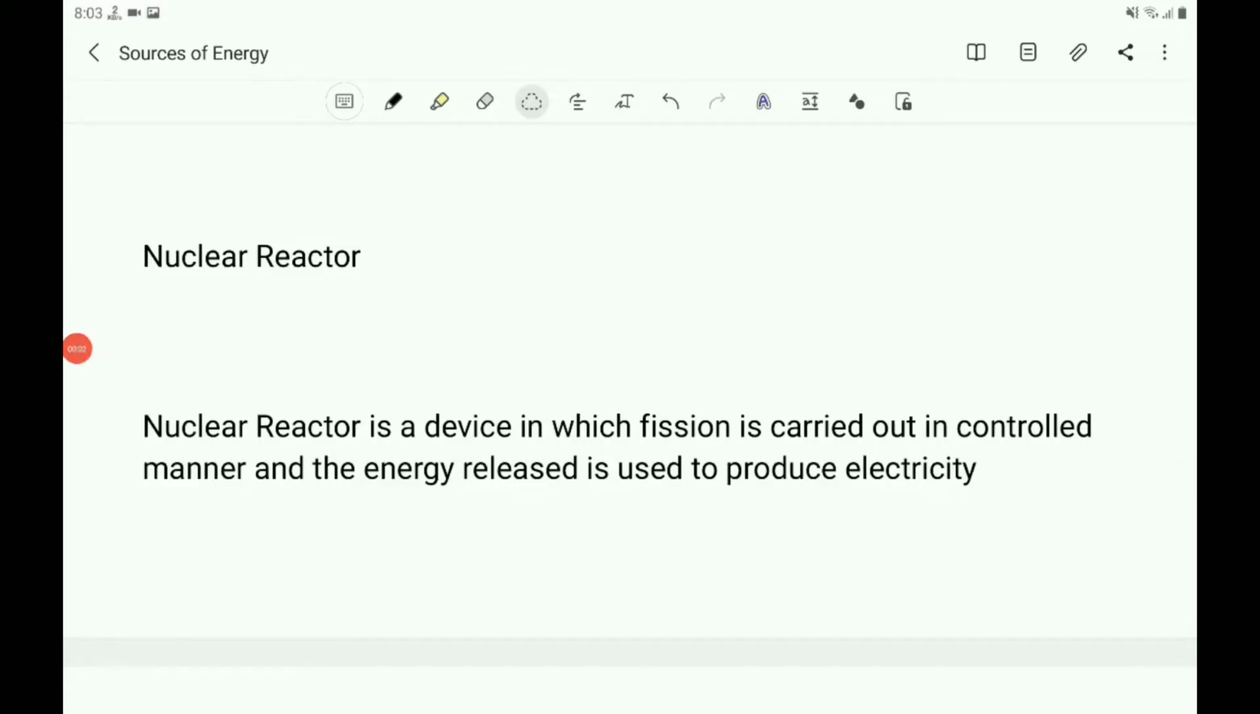Children, now let us continue the chapter Sources of Energy. Now let us discuss about nuclear reactor, its construction and working. You know what is nuclear reactor?